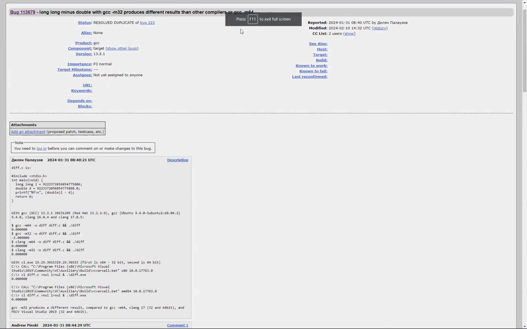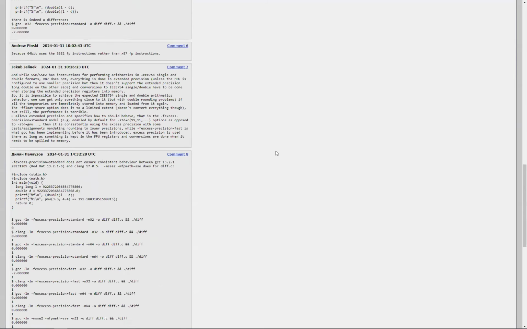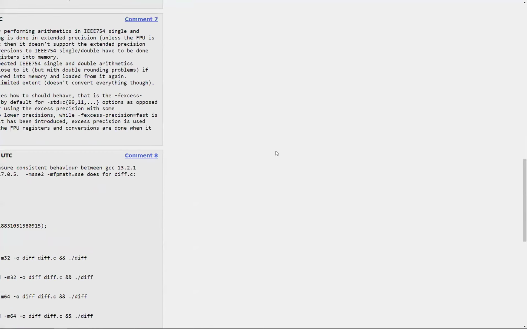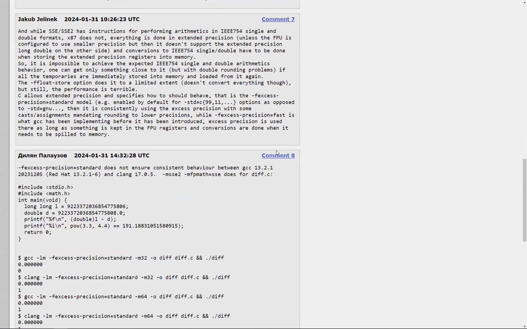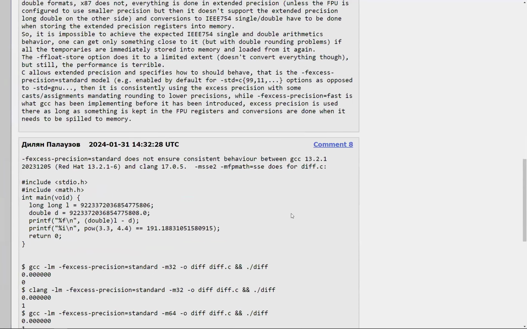If you go to comment number 8, and maybe increase the font so that everybody can see. Number 8, and make it bigger. So this is a program I have written, and depending on the compiler options and the compiler, it produces different results. And my question, what would these compiler options do?